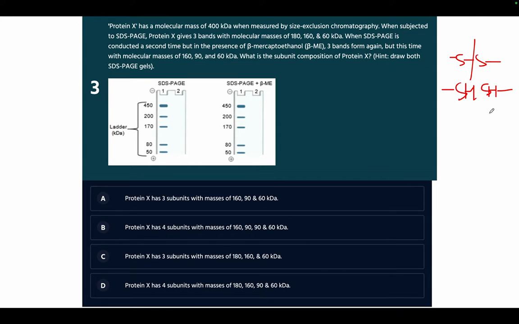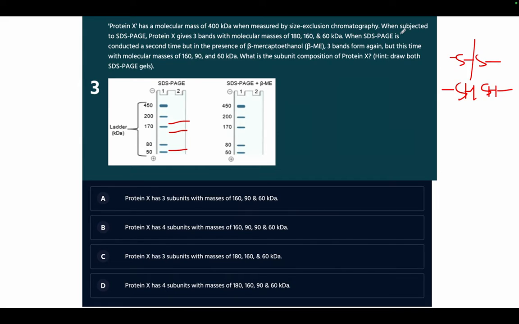So just to understand this a little bit more, we'll discuss this question here, where they say that there is some protein X. It has a molecular mass of 400 kilodalton. But when we are running it on SDS-PAGE, it is giving 3 different bands. That means there must be at least 3 different components of this protein X. It has 3 different bands with molecular mass 180, 160 and 60 kilodalton. So we can draw what this will look like over here. It has some band at 180, some band at 160, and some band at 60 kilodalton. So there has to be at least 3 different subunits in this protein.